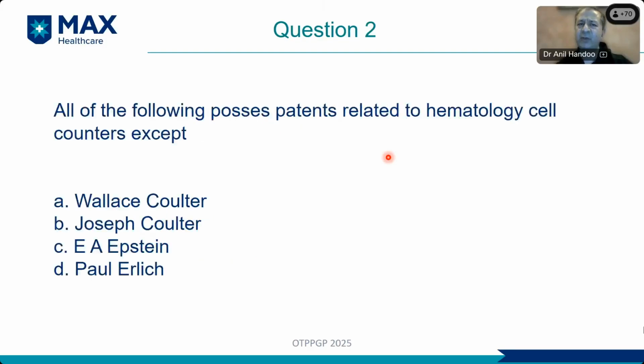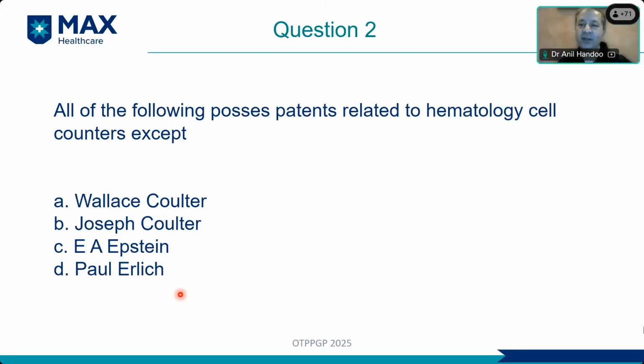So let's move to the next question. All of the following people possess patents for hematology or hematology related cell counters, except Wallace Coulter, Joseph Coulter, E.A. Epstein, and Paul Ehrlich. Any guesses? Sir, maybe Paul Ehrlich. Wonderful.